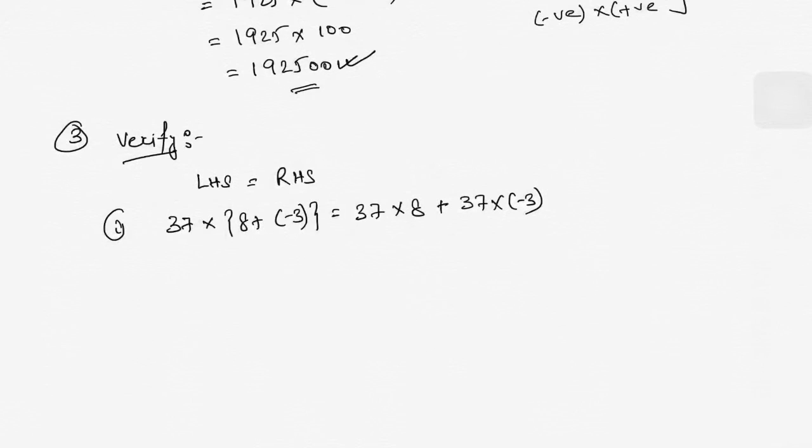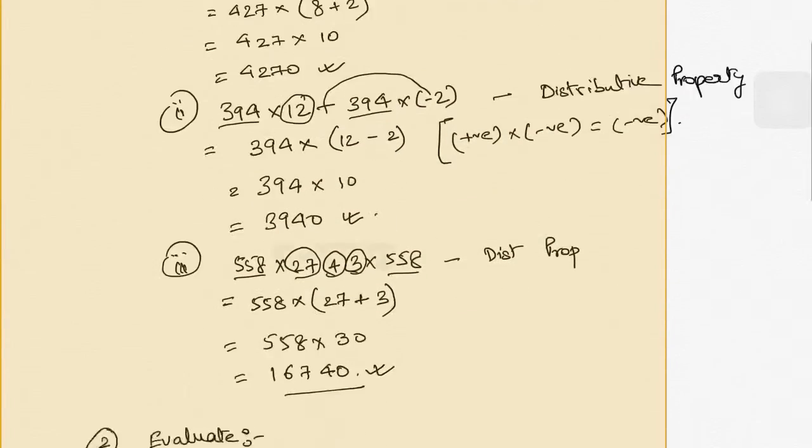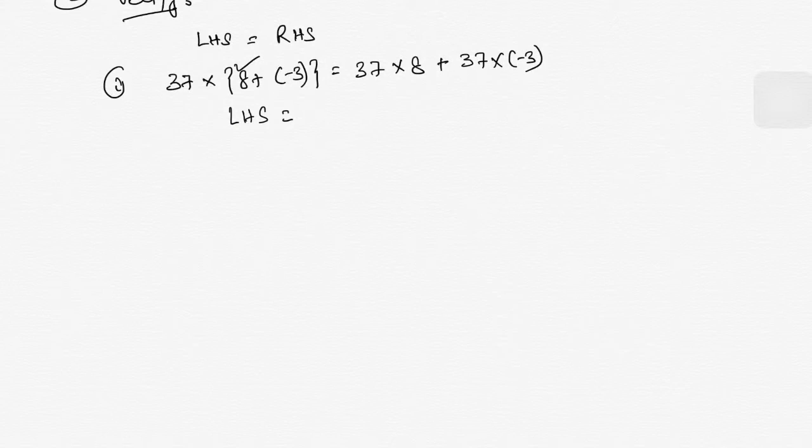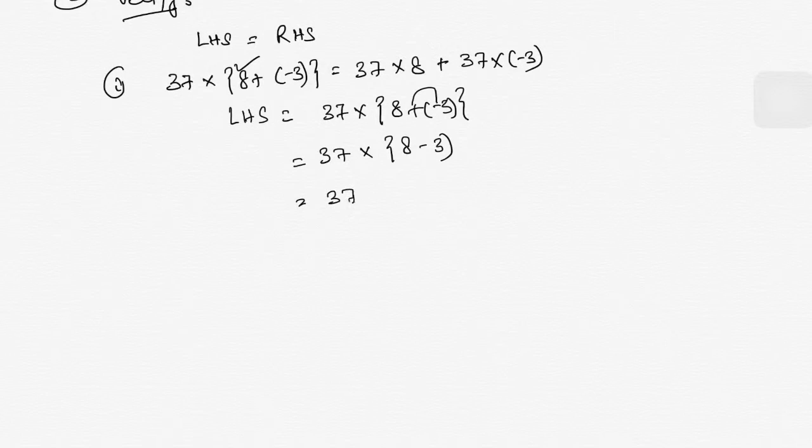So now let's take the left hand side first. The left hand side is this one: 37 into 8 plus minus 3. Now this is 37 into 8 minus 3, because plus into minus is minus. Now 37 into 8 minus 3 is 5. So this is 185.